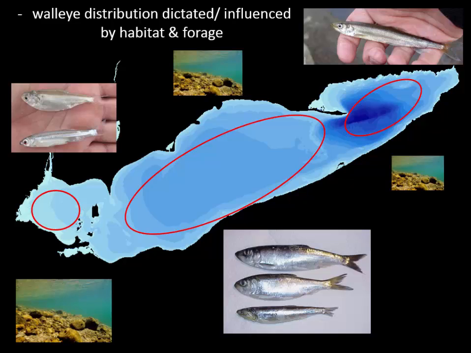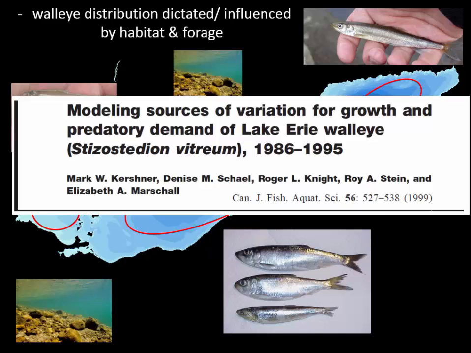And forage fish communities and habitats. So in the Western Basin, you have a lot of emerald shiners and gizzard shad. As you move to the Central Basin, you may see some more alewives, as well as emerald shiners and smelt. And then in the Eastern Basin, where it's strongly stratified, the prominent offshore forage would, of course, be rainbow smelt. So the question is, how do walleye orient themselves and associate with these different habitats and forages?